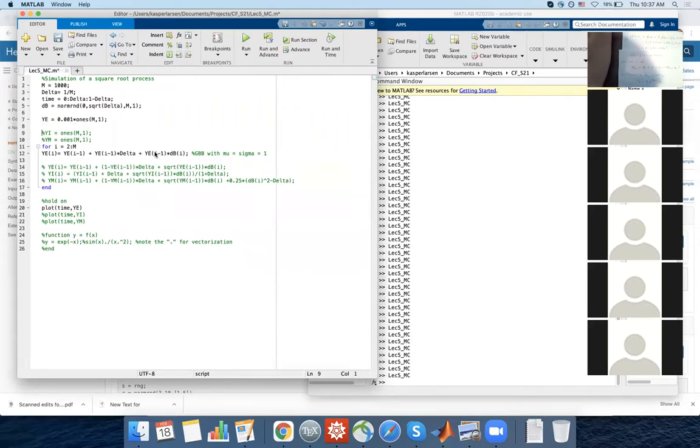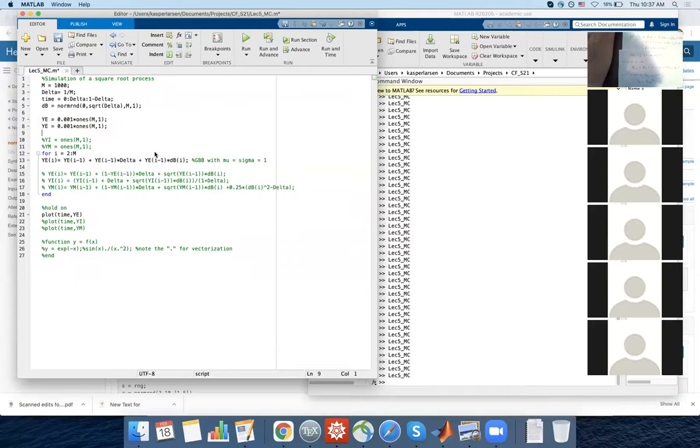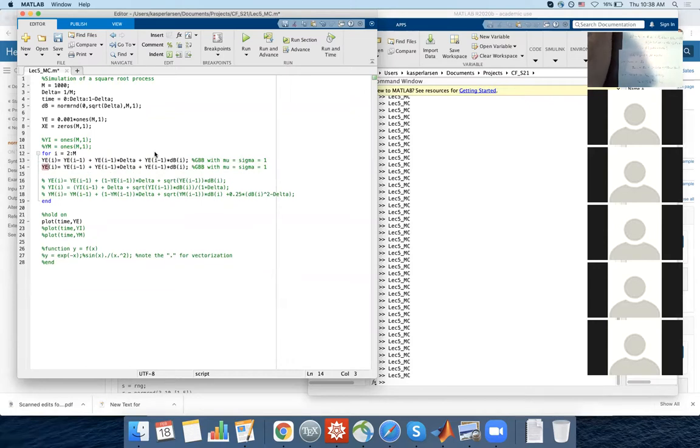What one could then do instead is to switch it over and create the path of x. So you would grow the path of x. This is basically the logarithm. The path of x would be the previous value, plus your mu minus 1/2 sigma squared times the delta, and the volatility would be sigma times the Brownian motion increment. So that would be your x.